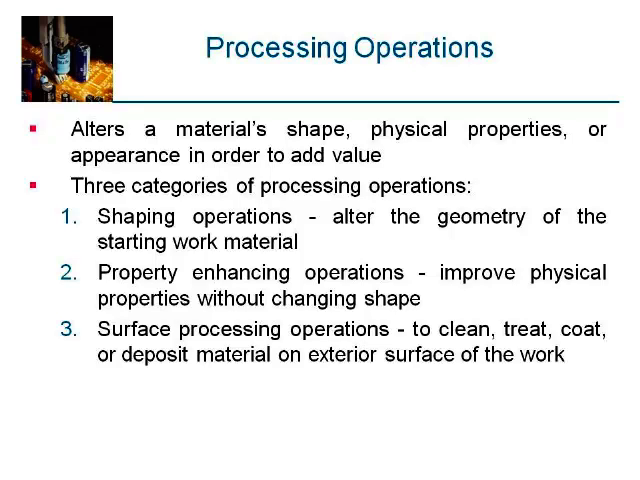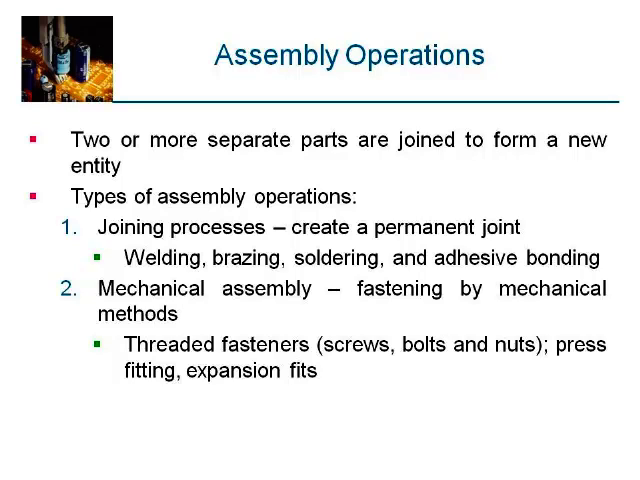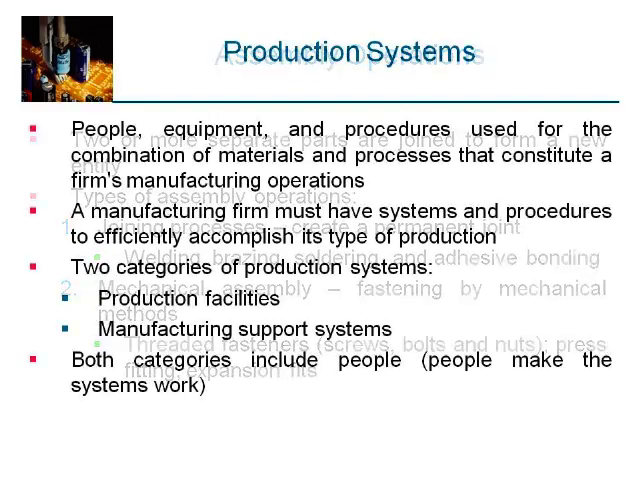Property enhancing operations improve physical properties without changing the shape. Surface processing operations clean, treat, coat or deposit material on the exterior surface of the work. Two or more separate parts joined to form a new entity is an assembly operation. Types of assembly operations can be joining processes, which create a permanent joint: welding, brazing, soldering, adhesive bonding; and mechanical assembly by means of fastenings or fasteners, rivets, threaded fasteners, press fittings, expansion fits, etc.